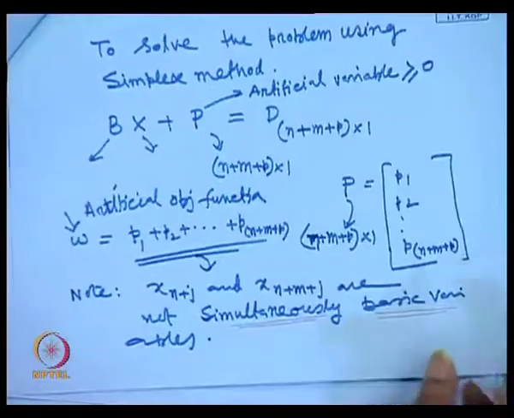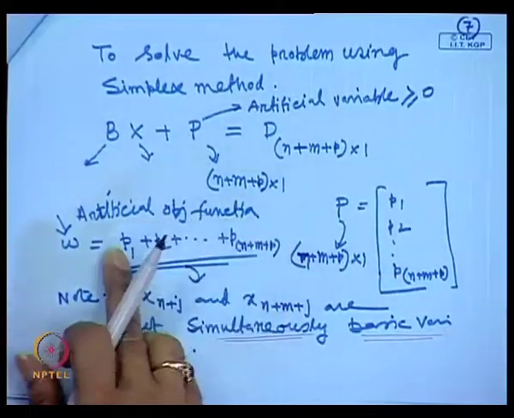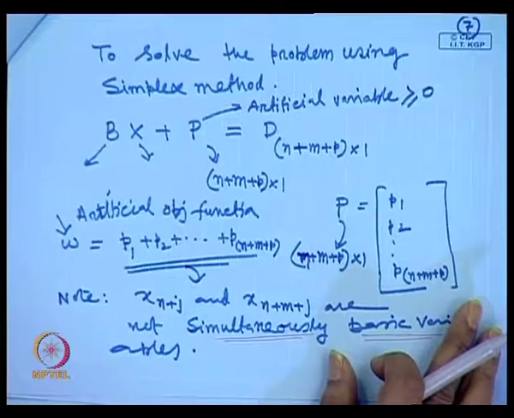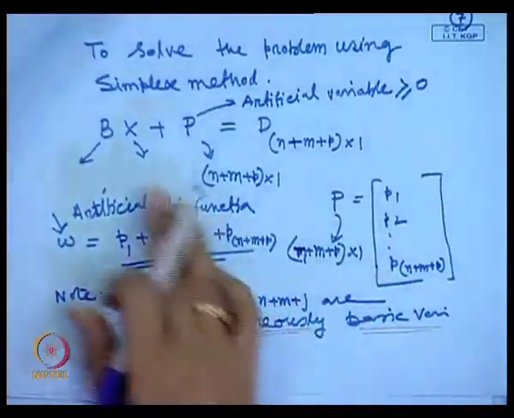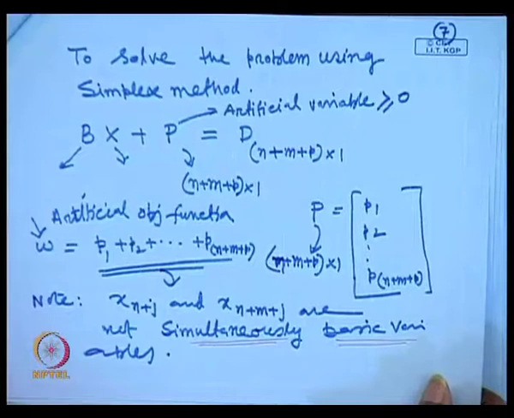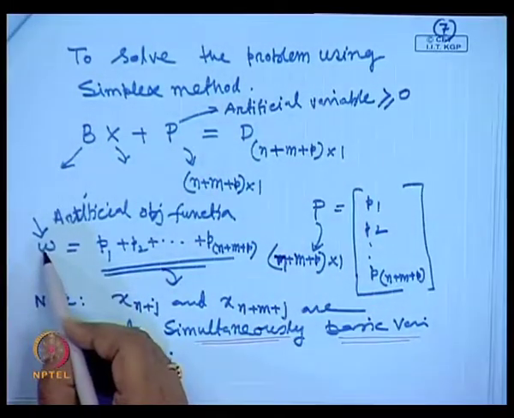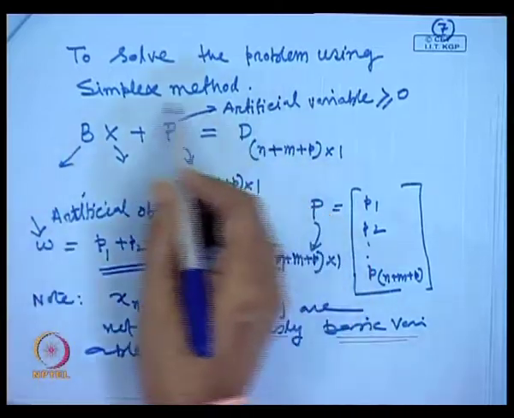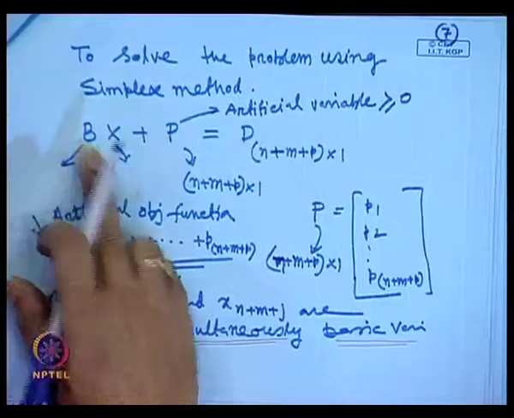So, look at this expression. Our problem is to minimize this artificial objective function subject to the constraints. What are the constraints we have? We have these equations, which are converted into a standard LP problem. Our problem is to minimize this artificial objective function subject to these constraints. Now, we know this B matrix.